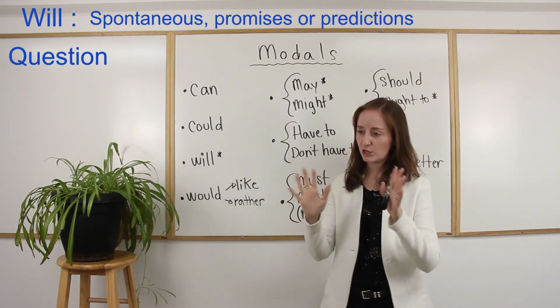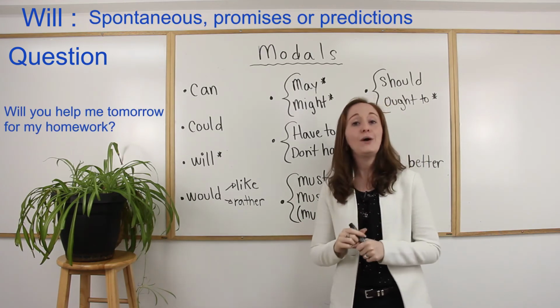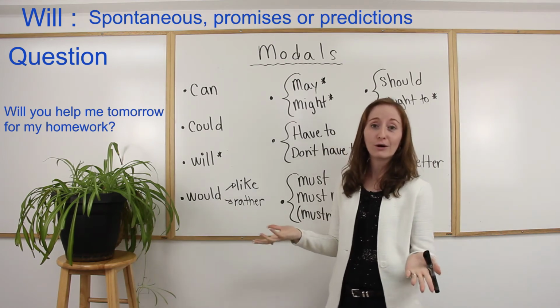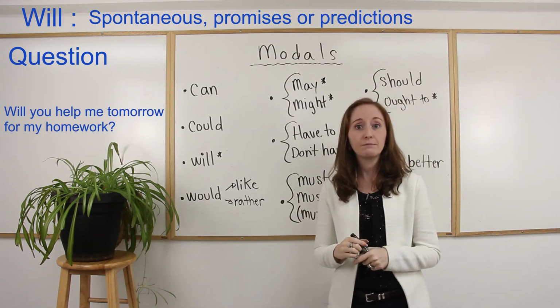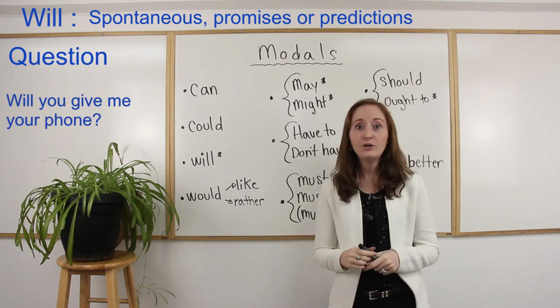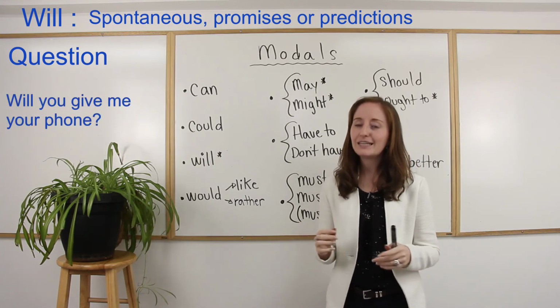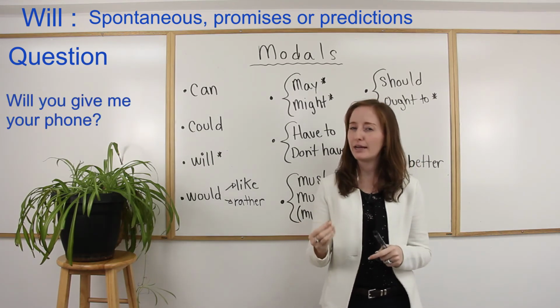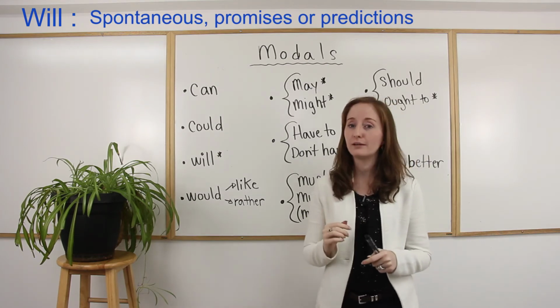For example, for a general question, will you help me tomorrow for my homework? That's a good question. But if I say, will you give me your phone? It can be a little bit more impolite. Be careful of the auxiliary will.